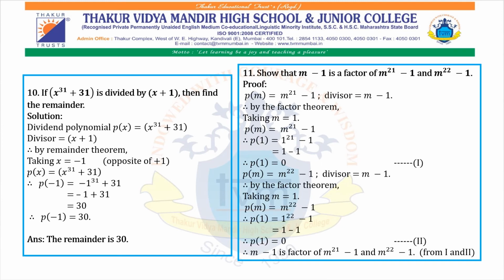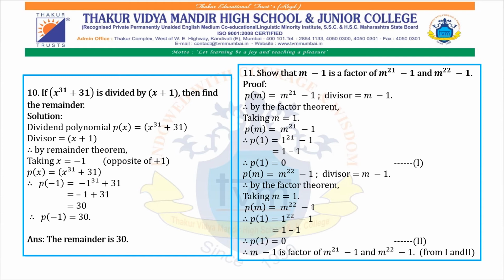Question 11. Show that m minus 1 is a factor of m raised to 21 minus 1 and m raised to 22 minus 1. Proof. P of m is equal to m raised to 21 minus 1. Divisor is m minus 1. So by factor theorem, taking m is equal to 1, p of m is equal to m raised to 21 minus 1. So we are going to substitute 1 over there. 1 raised to 21 will get 1. So 1 minus 1, the answer is 0. So p of 1 is equal to 0. That is our equation 1.